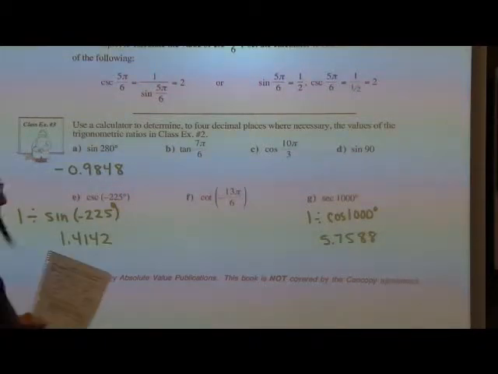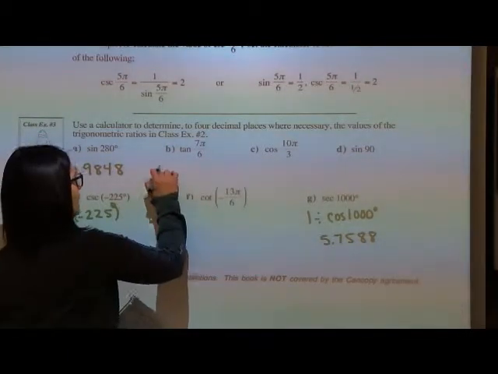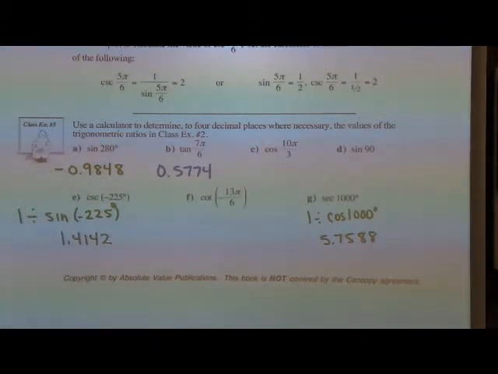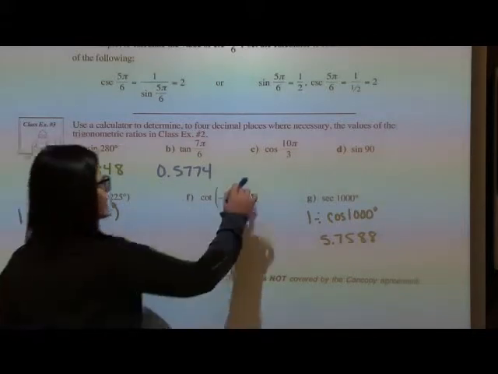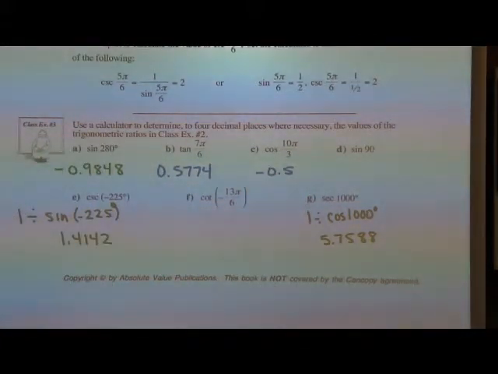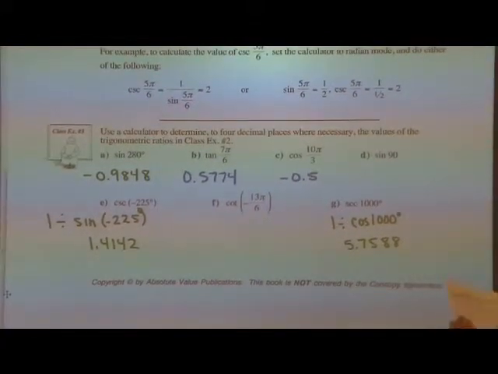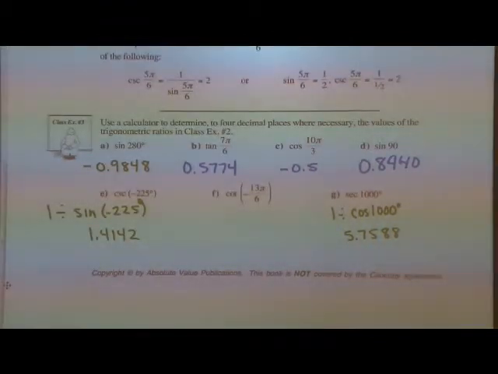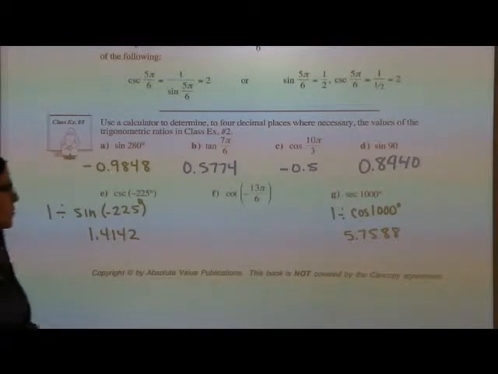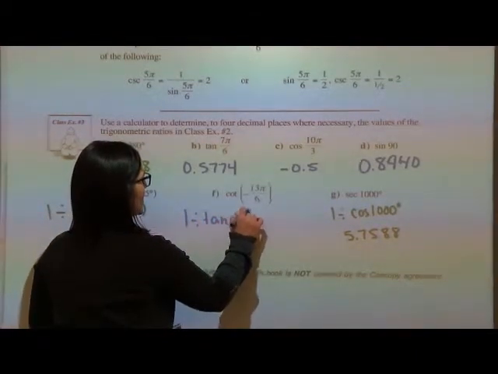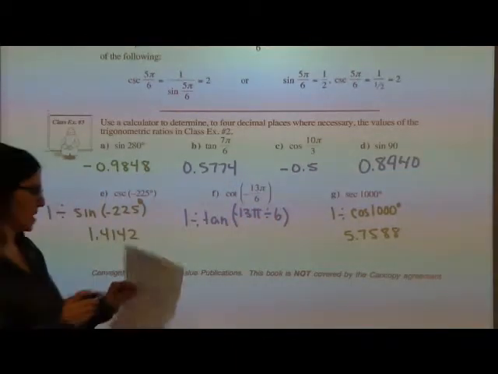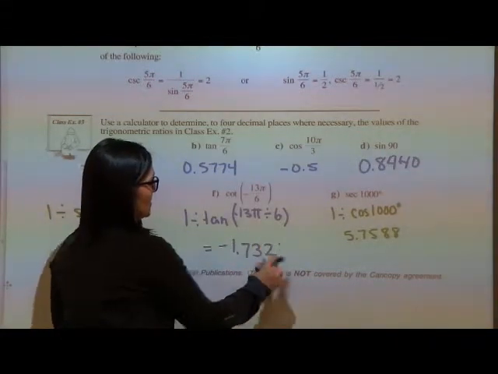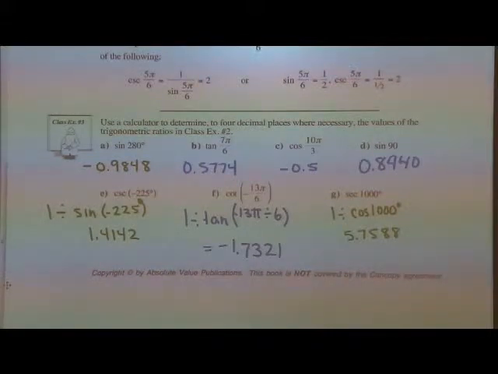So what is tan 7 pi over 6? 0.5774. Cos 10 pi over 3? Negative 0.5. Sine 90. Okay, so then sine 90, 0.8940. Does that one work for you, Jessica? The sine 90? No, I got 1 for that. Okay, and then cotangent. So this one, it would be 1 divided by tangent negative 13 pi divided by 6, and I should get an answer of negative 1.7321. Okay, so just make sure that you are in the correct mode.